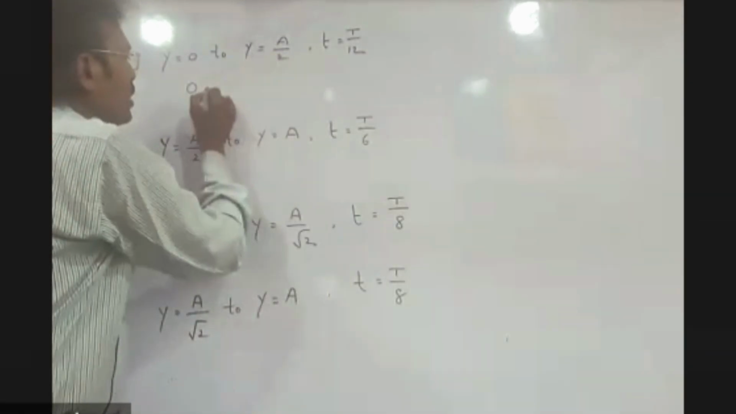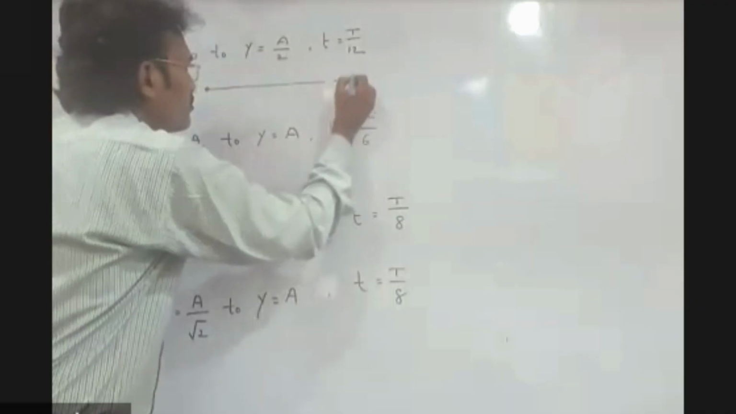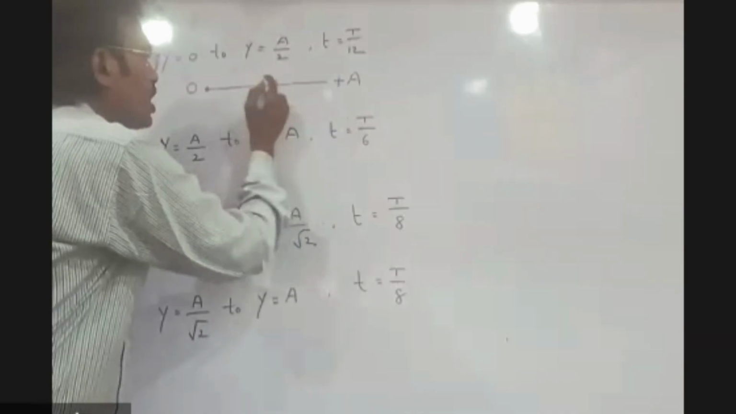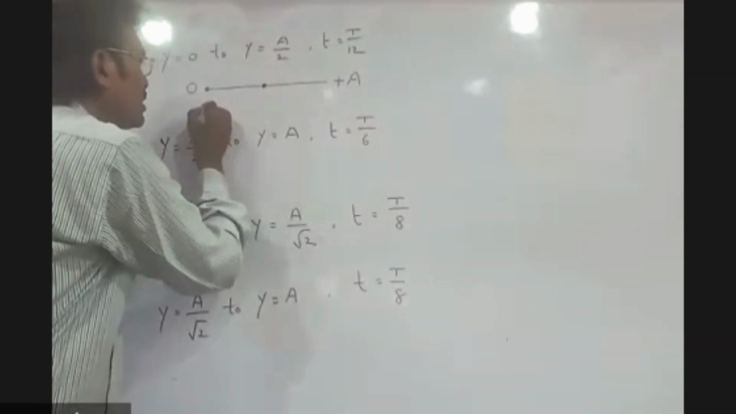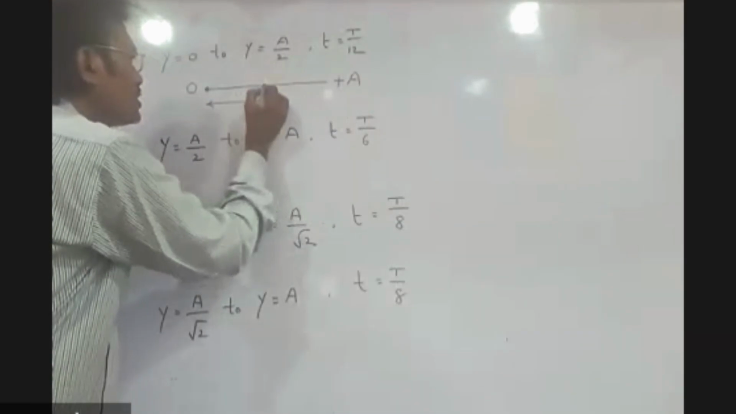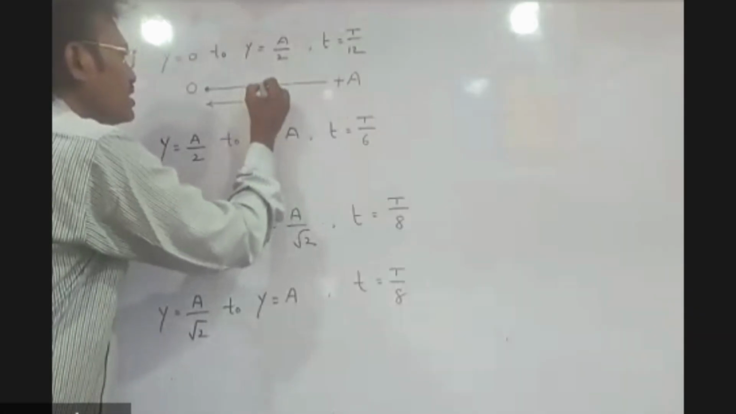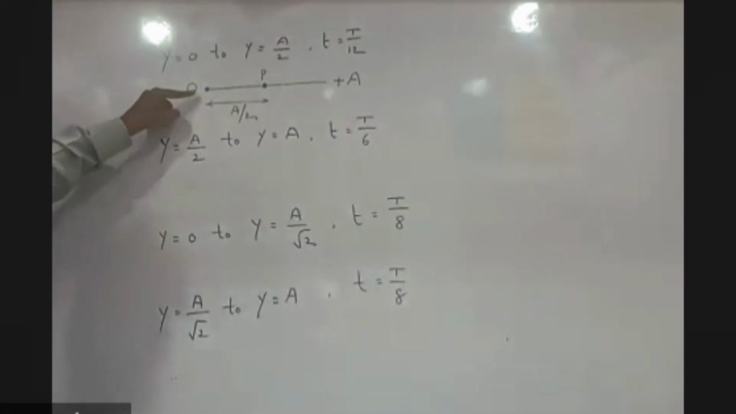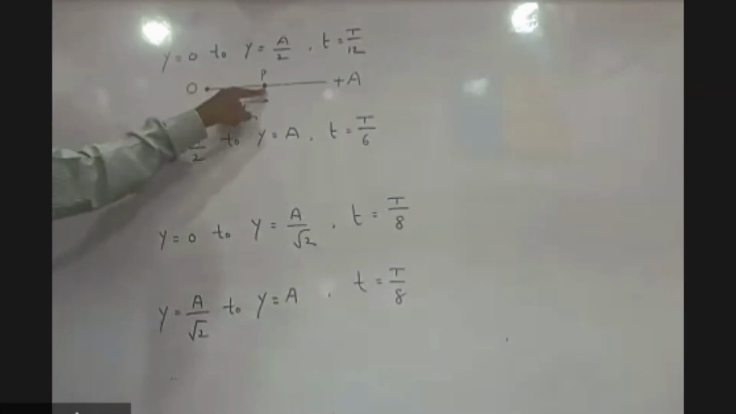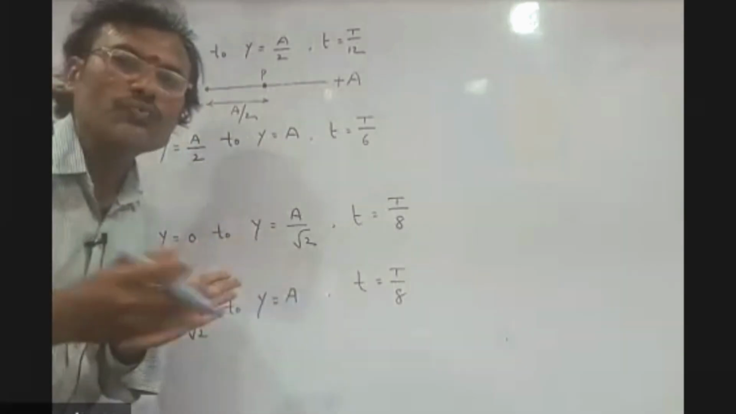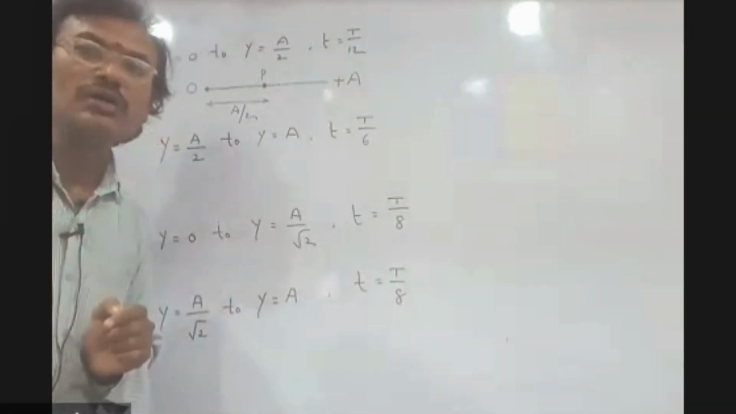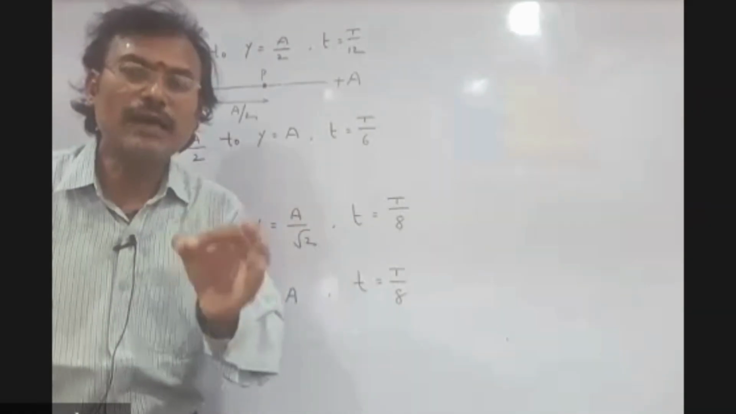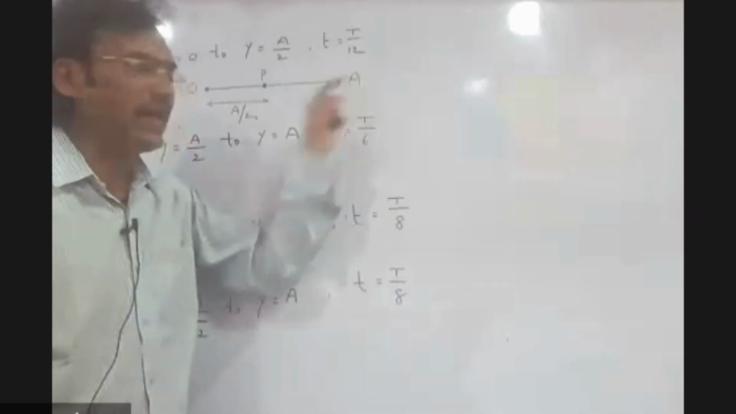What is y is equal to a by 2? For example, this is plus a, one end of the extreme position. Half the distance traveled, from the mean position to this point, I considered the point P. What is the distance? A by 2. So y is equal to 0 is the mean position, and this is exactly half the amplitude. Amplitude is the maximum displacement done by the particle. Here a is the amplitude.